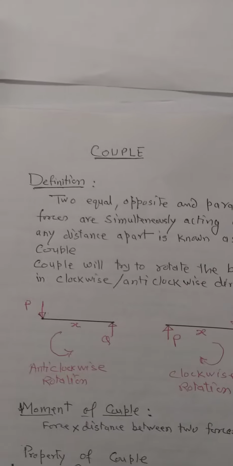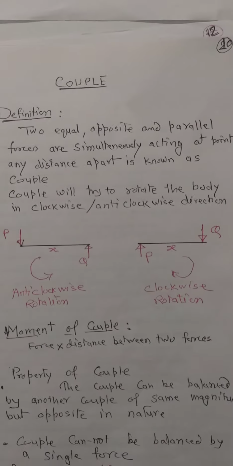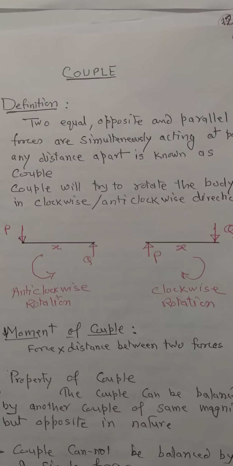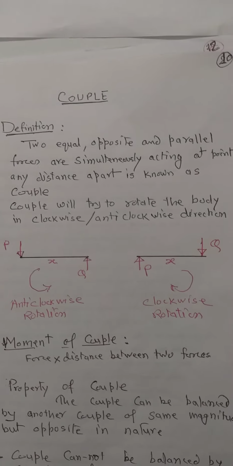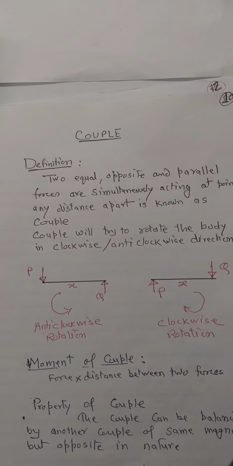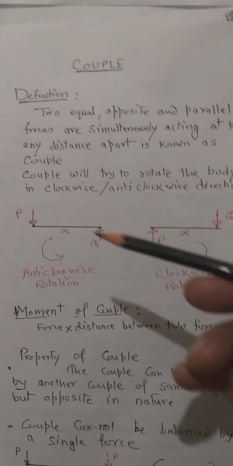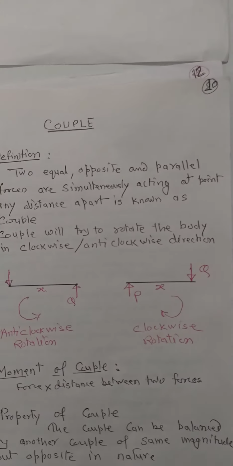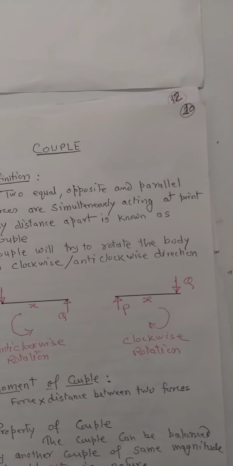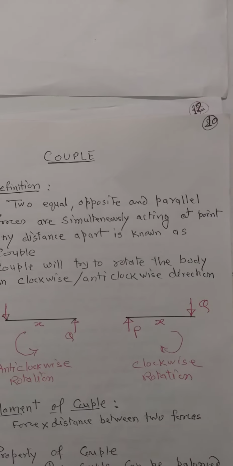Next is the couple. What is a couple? A couple is when two equal, opposite and parallel forces are simultaneously acting on a body at some distance apart, and it tries to rotate the body, and that's why we call this a couple. I will repeat the definition. When two equal and opposite as well as parallel forces are simultaneously acting on a body at any distance apart, then this is called a couple.